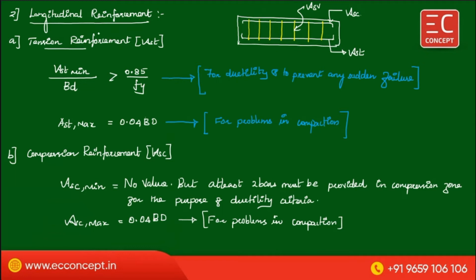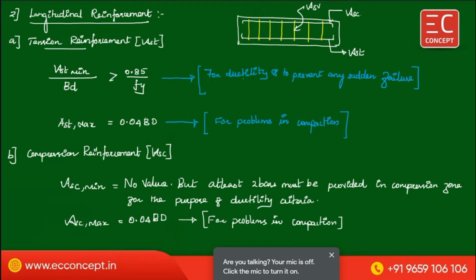Now see, first, what is the minimum tension reinforcement and maximum tension reinforcement? In a similar manner, the minimum compression reinforcement and maximum compression reinforcement. The minimum tension reinforcement as per IS 456:2000 says Ast minimum divided by b into d shall be greater than 0.85 by fy. Why are we using the minimum reinforcement? For the condition of ductility and to prevent any sudden failure of a beam.